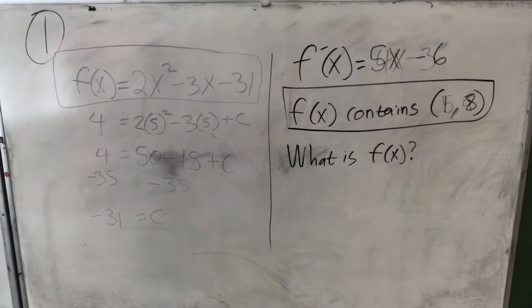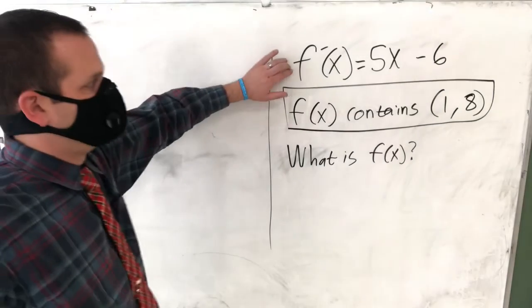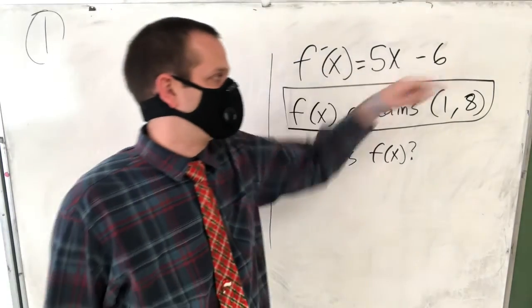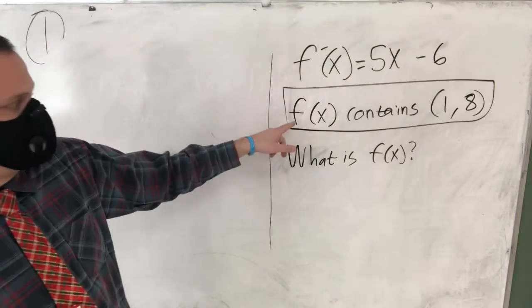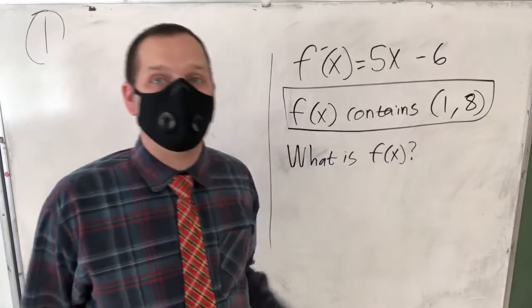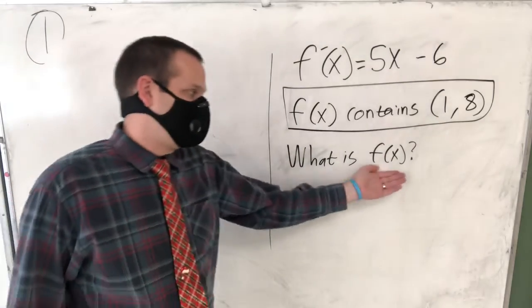Let's try another problem. All right, let's try this problem. We have a derivative of a function. Its derivative is 5x minus 6. We know that the original equation, f of x, contains the point 1, 8. We want to know what is that equation.